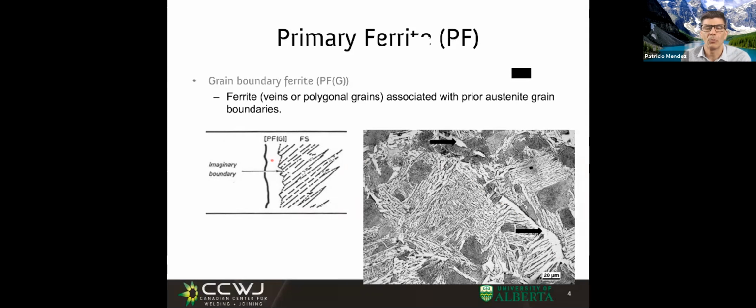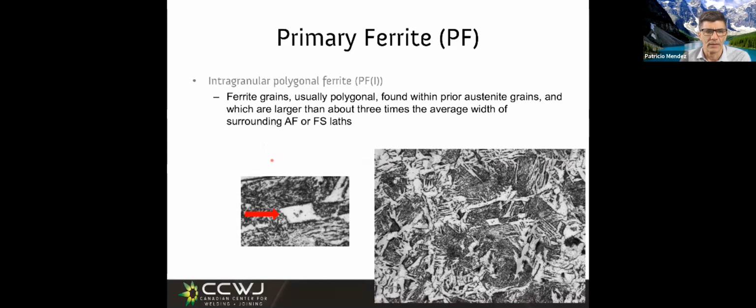And we already discussed it. We didn't give this formal name PFG, but we did discuss the primary ferrite that is at the grain boundary of the austenite. Then there's another type of primary ferrite too. There are big chunks that are nucleated inside the austenite grain, right? They are not as common as those that are on the grain boundary. And when we have these big chunks, we call it PF, primary ferrite I, because intragranular, right?